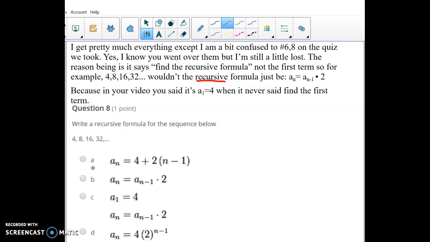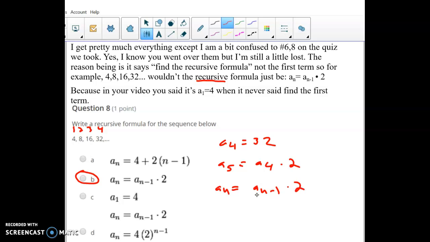And so what they thought is that the answer should be B, because the recursive formula just says to get the next term, take the previous one times 2. So as an example here, a sub 4 is 32. And so they're saying, well, to get the next one, which is a sub 5, you just take a sub 4 times 2, right? And the general version of that is to get the next term, you take the previous one, the term less than the one we're on, and multiply by 2. So they're saying, isn't this just the right formula?